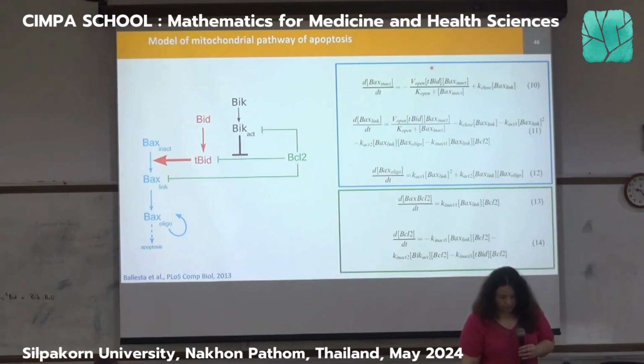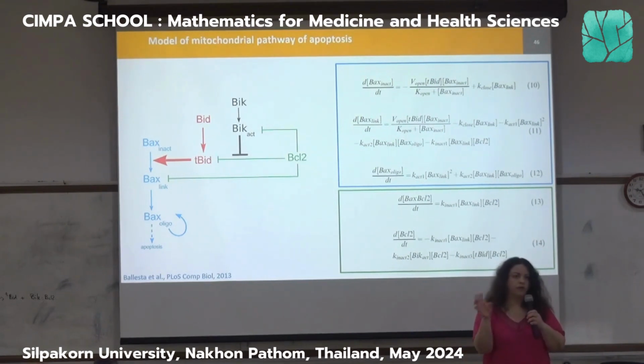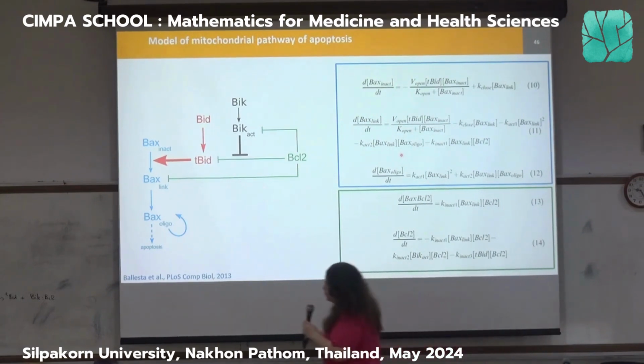And then you can also have a closing of BAX, the BAX-link, the second species here. The spontaneous reversion, the spontaneous way back towards the BAX inactive state. Then BAX-link will associate: two BAX-link molecules associate to create a BAX oligo. These are the terms here, the k_ras1. But you can also have BAX-link and BAX oligo, which will form two BAX oligo.